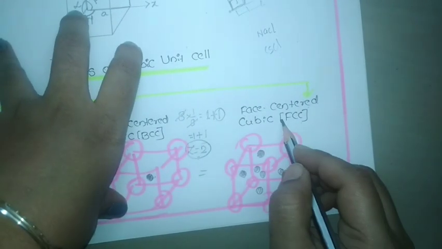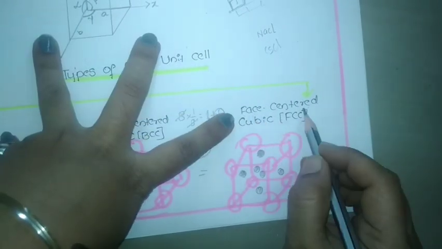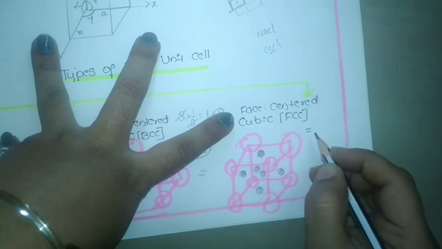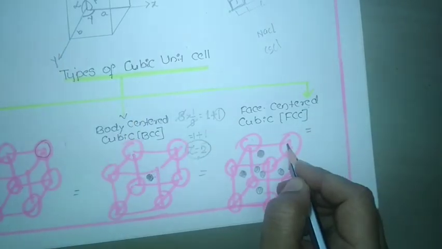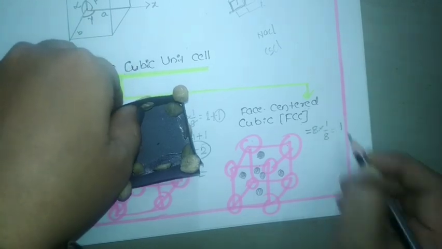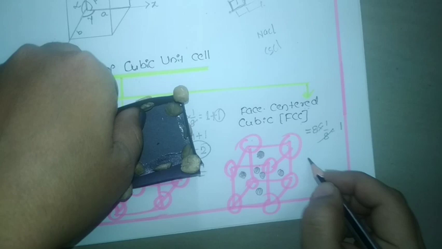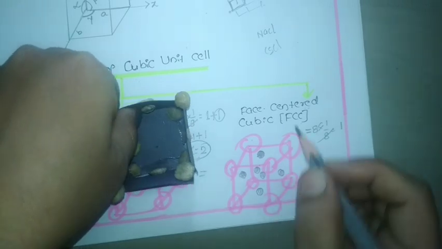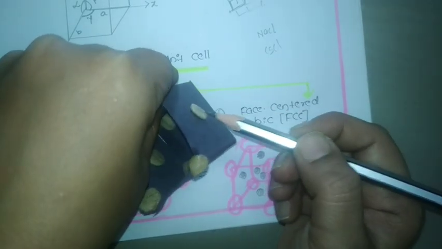Okay, next comes the face centered cubic cell. The first point is the same: 8 atoms are present at the 8 corners. Agree? So 8 into 1/8, that is 1. Now along with that, an atom will be present at the center of each face. To this face, one atom is present.